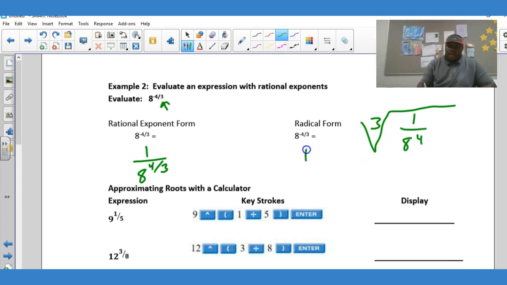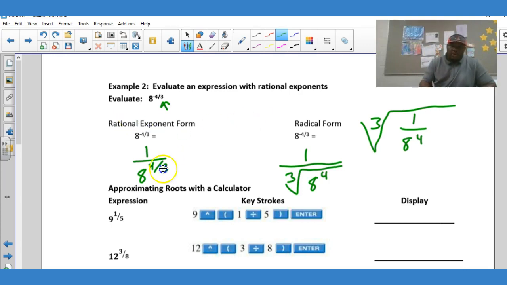Or you can rewrite it like this, guys. There's a couple different ways to rewrite it, because the cube root of 1 is 1. 1 times 1 times 1 is 1. You know what I'm saying? Or you can write it like this, 8 to the 4th. It's the same thing. This is radical form, this is radical form, okay? Either one for me is acceptable.